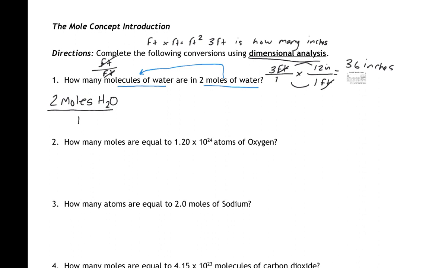So let's practice it. So we got moles of water on the numerator, and we want to get out of moles. So we want moles of water to be on the bottom. And then how are moles and molecules related? Well, we said 1 mole of water is equal to 6.022 times 10 to the 23rd molecules.